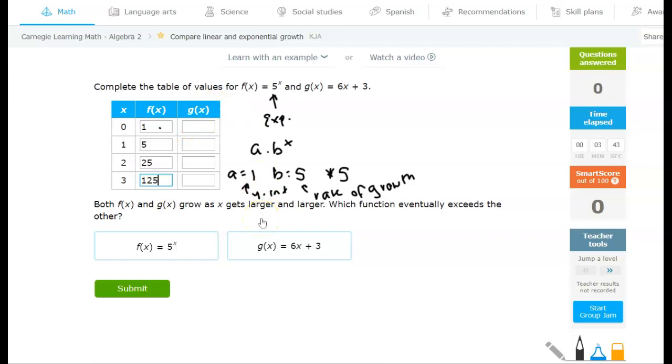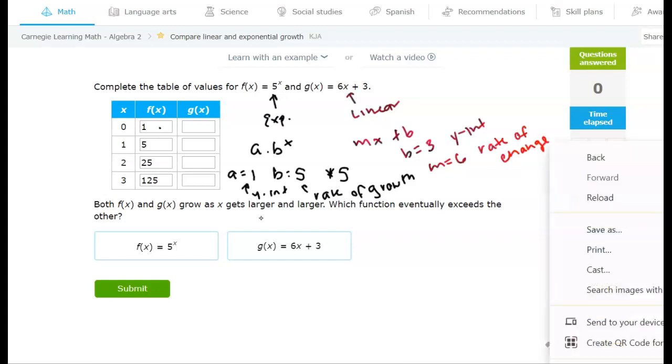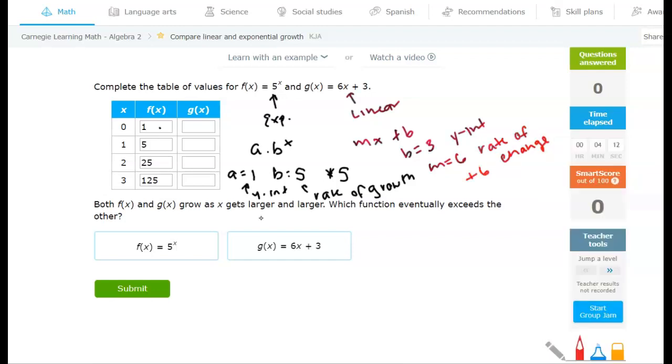As a reminder, the g of x function is a linear function, and so this is in the form of mx plus b, where the b value in this case is equal to 3, and that is representing your y-intercept. And the m in this case is the slope of 6, and so that's your rate of change. And that implies addition. So we are adding 6 each time, or each consecutive term.